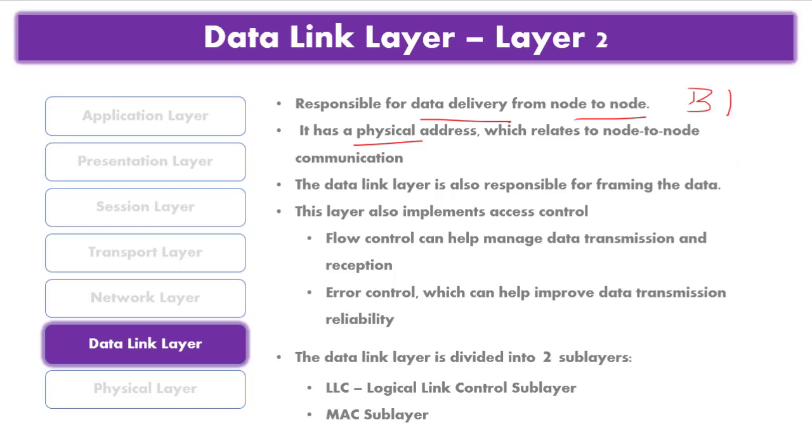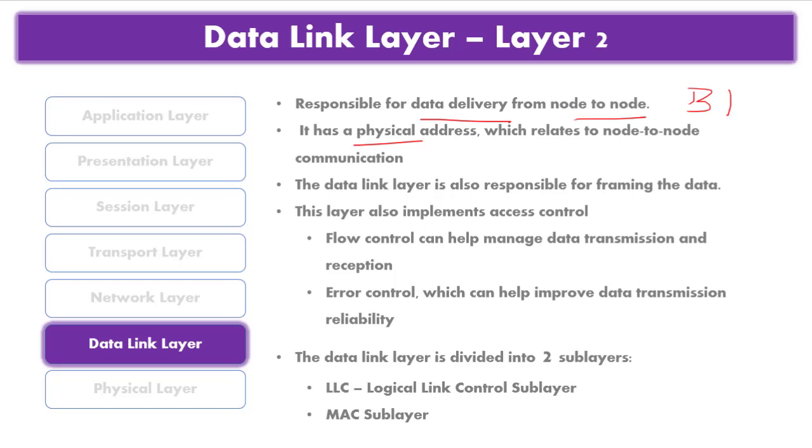So as data comes down from the network layer on the sending side, we start to see more layer-to-layer communications. So then the data link layer can go down to the physical layer, or it can go up to the network layer, which is the next one. So we have physical addresses. This relates to node-to-node communication. So you can actually communicate between two devices just using the physical address at the data link layer. So this will be intended for a specific network device.